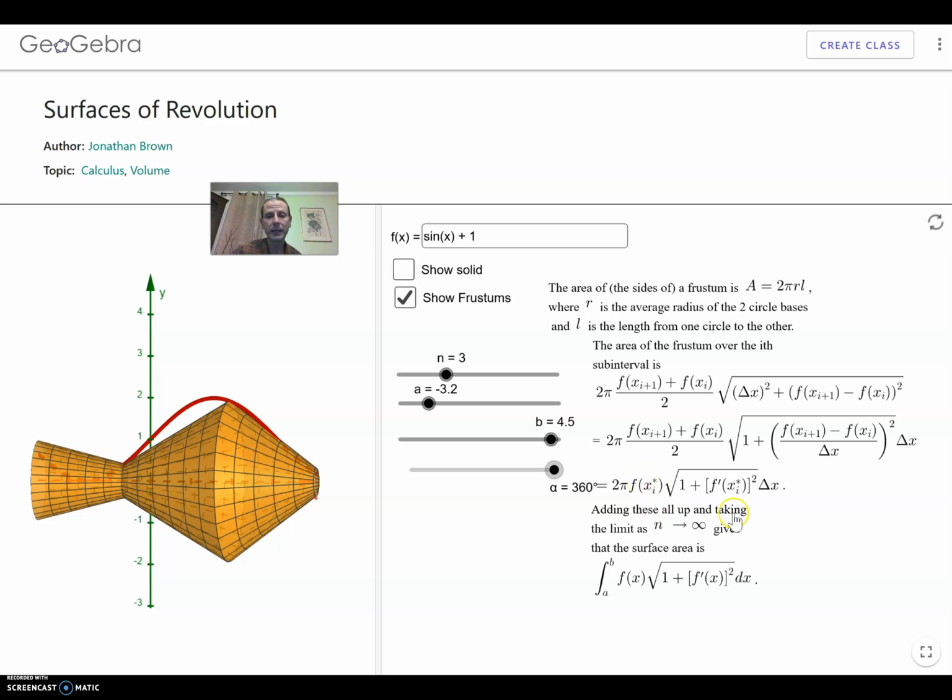Now these can all be added up, and you can take the limit as n goes to infinity, and we get this amazing formula that the surface area is going to be the integral from a to b of f of x times the square root of 1 plus f prime of x squared dx.